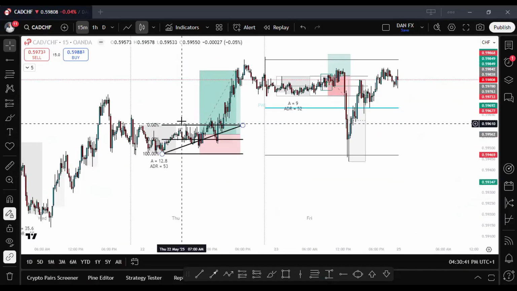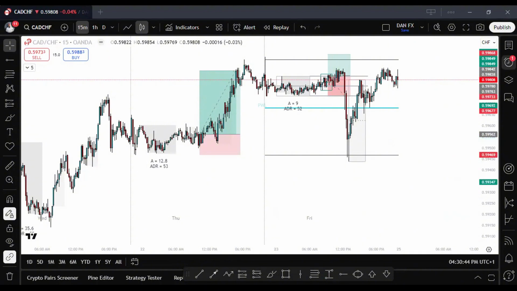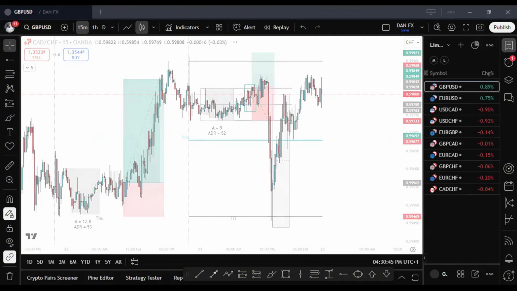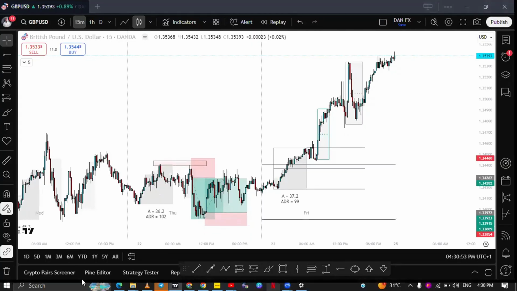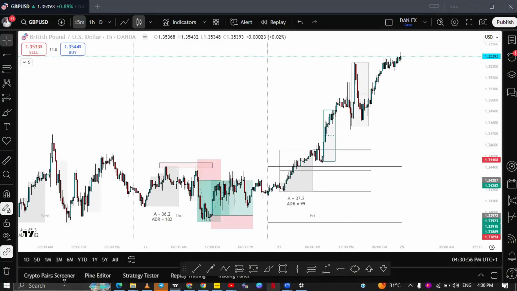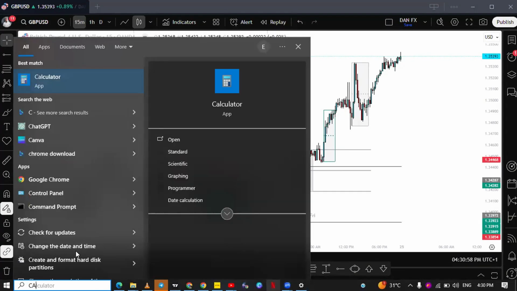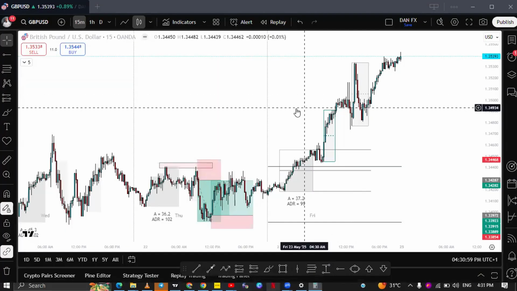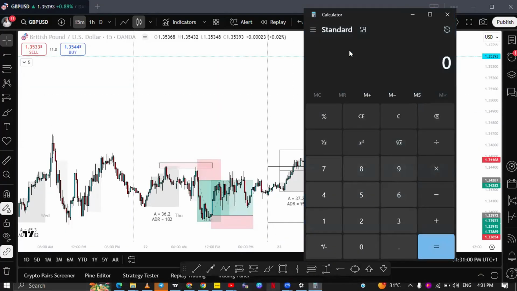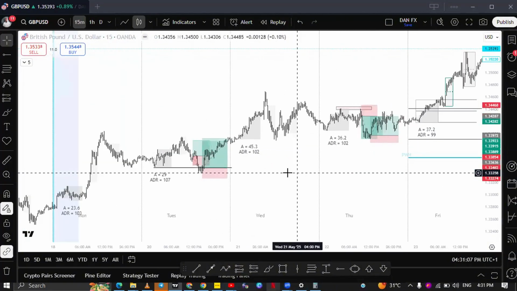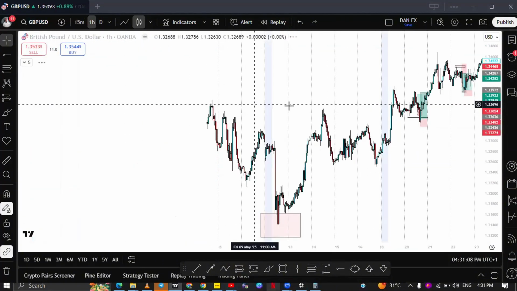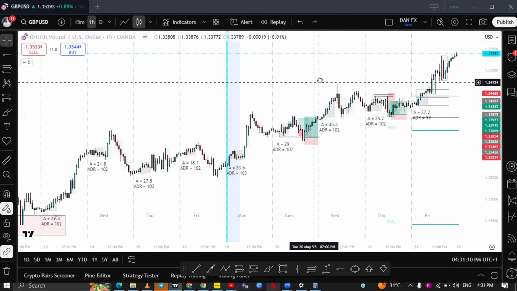All right. So now we're done with the pairs. Now let's calculate how many wins and how many losses we have. Let me just grab a calculator here. Let's calculate this. This is GBPUSD. How many wins? Let's go on the 1 hour chart to make it faster.